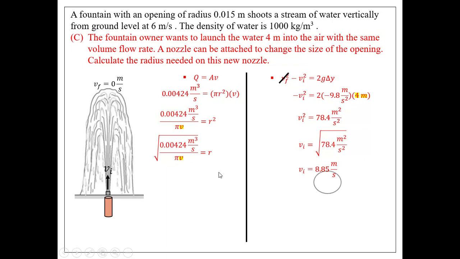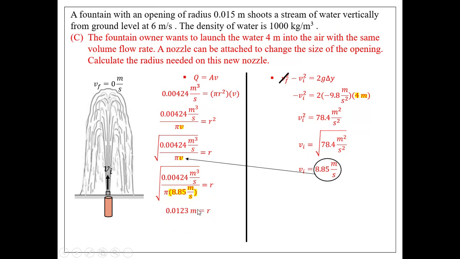So now that I solved for VI, I can go ahead and substitute in. Okay, so I was missing V, I just found V. So V is going to be 8.85, and if you do all this on your calculator and square root it correctly, you'll get that the new radius is 0.0123, which is actually narrower than what it started with, right? It started at 0.015, now it is 0.0123 meters, which makes sense because you're trying to get it to go higher. Therefore, you have to make it more narrow.